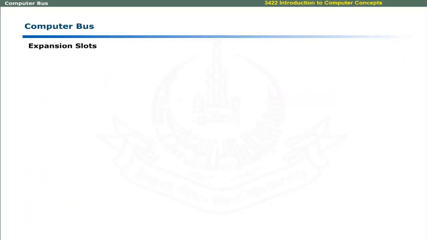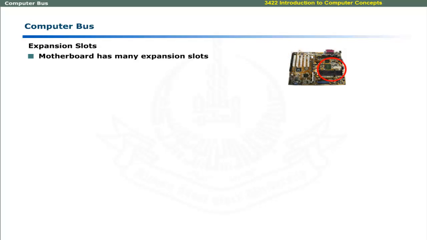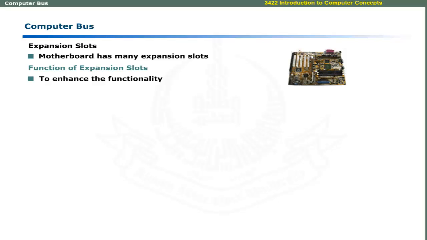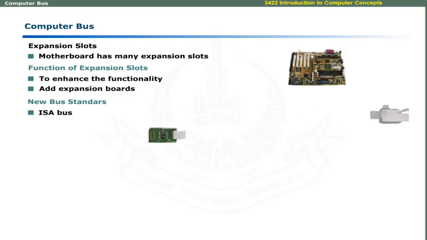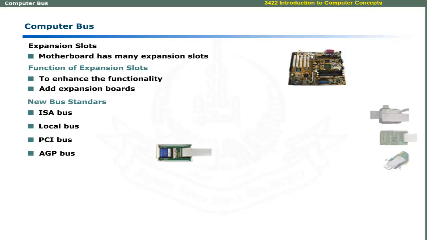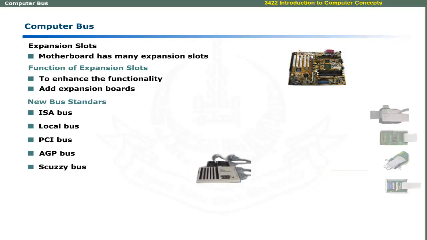Dear learners, the computer motherboard has many expansion slots. These allow you to enhance the processing functionality by adding expansion boards. A number of new bus standards have been introduced with the advancement in microprocessor technology. These include ISA bus, local bus, PCI bus, AGP bus, SCSI bus, and USB bus.